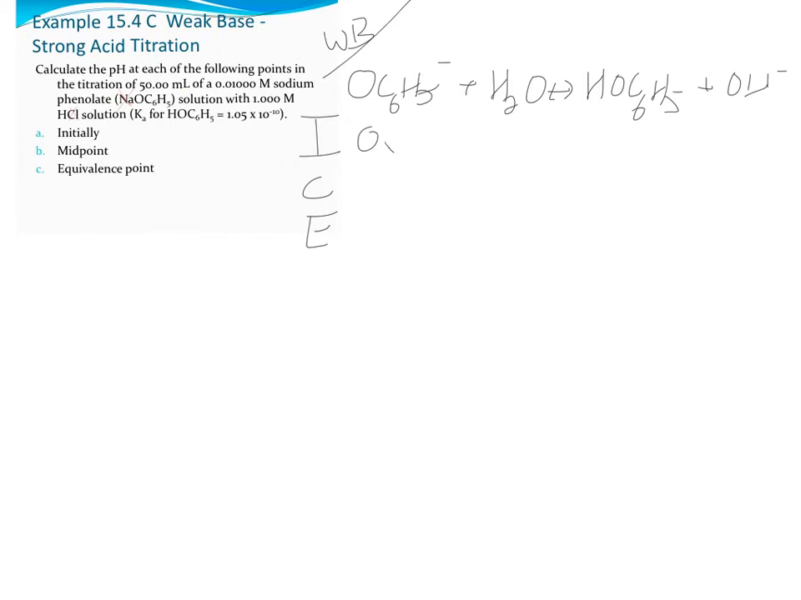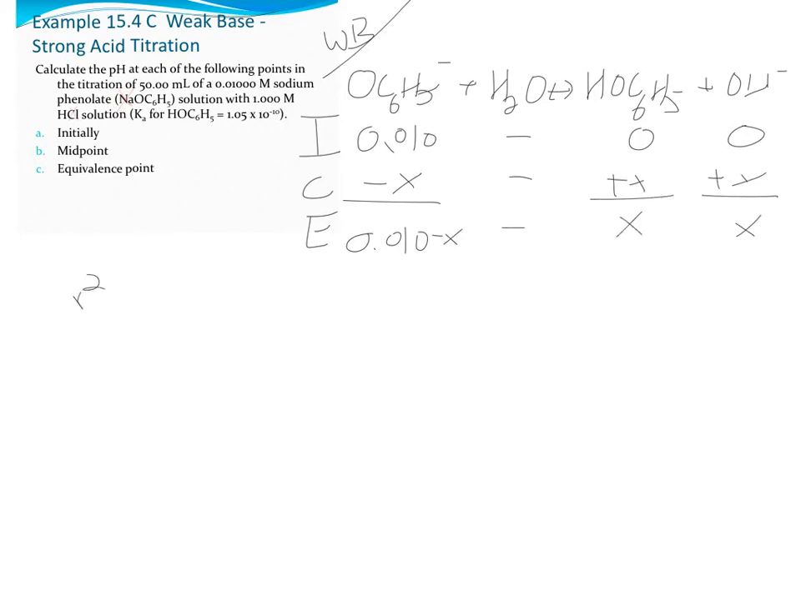0.01 molar, because we want everything in molarities for equilibrium problems. We don't care about the water. 0, 0, minus X, plus X on the product side. Okay, so we get X squared over 0.01 minus X equals Kb. Now we need to solve for a Kb for this problem because we're just given a Ka.